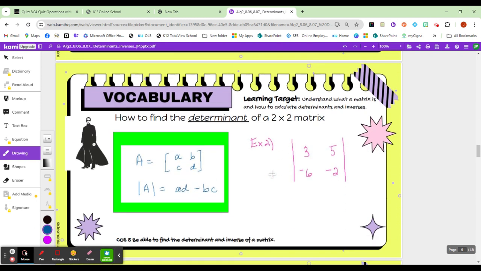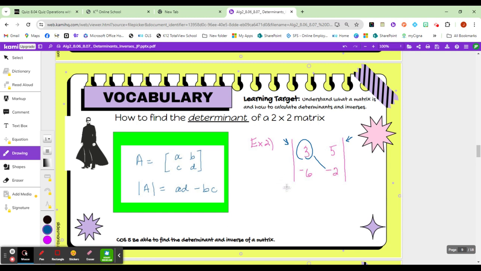I think we've got another one. Again, we're finding the determinant of a 2 by 2. We know they're asking us to find the determinant because we're using these vertical bars, which when referring to a matrix means determinant. We always start in the upper left and we cross multiply. We multiply the numbers that are in the diagonal. You can say cross multiply if that makes sense to you.